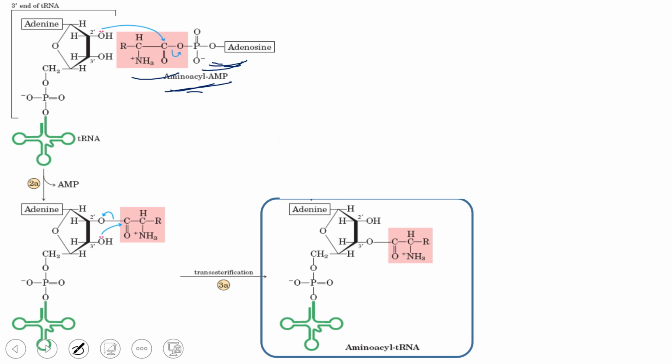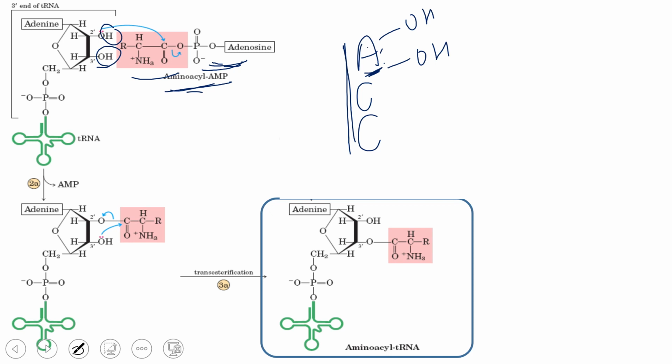अब आप जानते हैं कि CCA की मैं बात कर रहा हूँ. This is CCA, this is the last nucleotide of tRNA. So this adenine का 3 prime पे भी OH है और 2 prime पे भी OH है, both because this is RNA, so both OH are free. On this adenine we are having 2 prime OH also and 3 prime OH also because it is RNA.